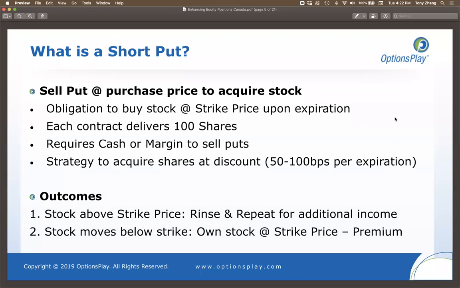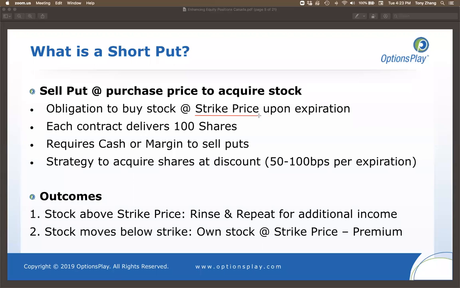So when you're selling a put, what you're doing is you're attempting to acquire some stock, just like when you place a limit order. When you sell a put at the purchase price to acquire the stock, that allows you to do the same thing as placing a limit order, because when you sell a put, you have an obligation to buy that stock. Just like when you place a limit order to buy a stock, you're obligated to buy that stock. Now, when you place a limit order, you have to set a price. Same thing when you sell a put. You want to set a purchase price by selling a short put at the strike price.